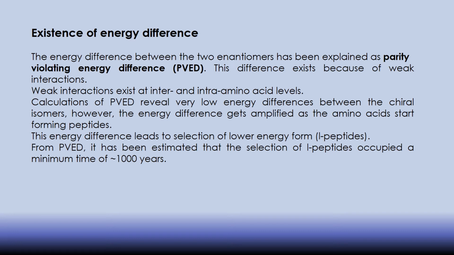However, the energy difference gets amplified as the amino acids start forming peptides. This energy difference leads to selection of lower energy form, which are the L peptides. From PVED calculations, it has been estimated that the selection of L peptides occupied a minimum time of approximately 1000 years.